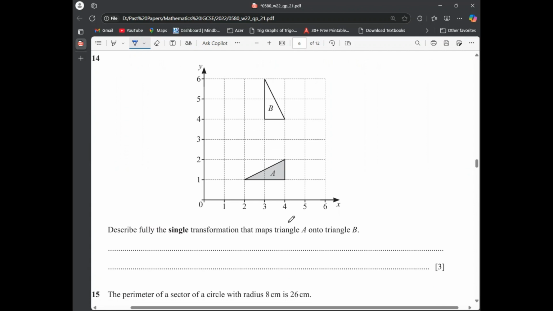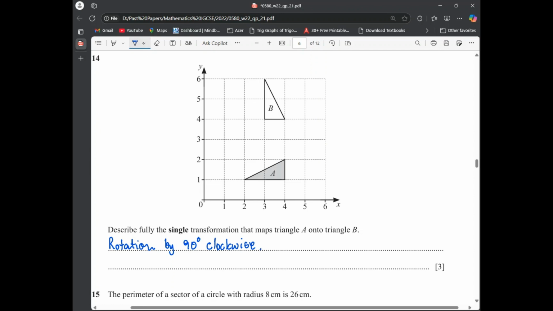Question 14. Describe fully the single transformation that maps triangle A into triangle B. This will definitely be a rotation by 90 degrees. So far you've got yourself rotation by 90 degrees, and you have to specify in which direction, clockwise or counterclockwise. In this case, it's going to be clockwise.